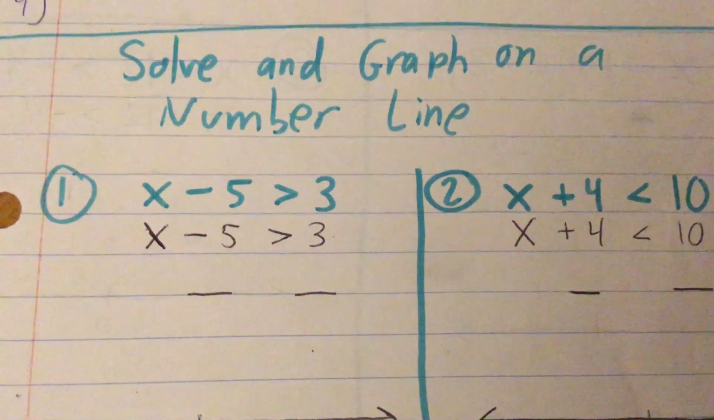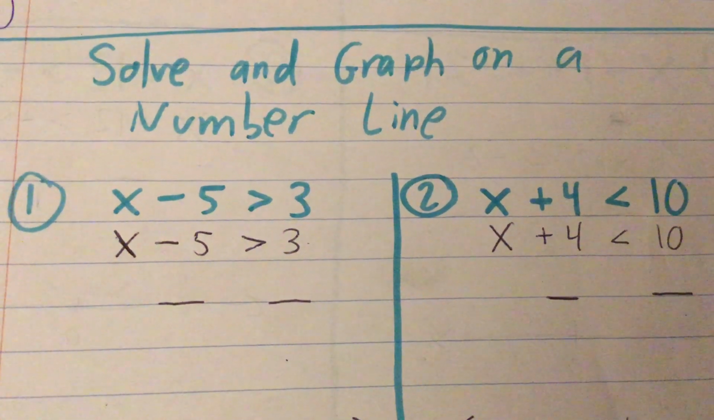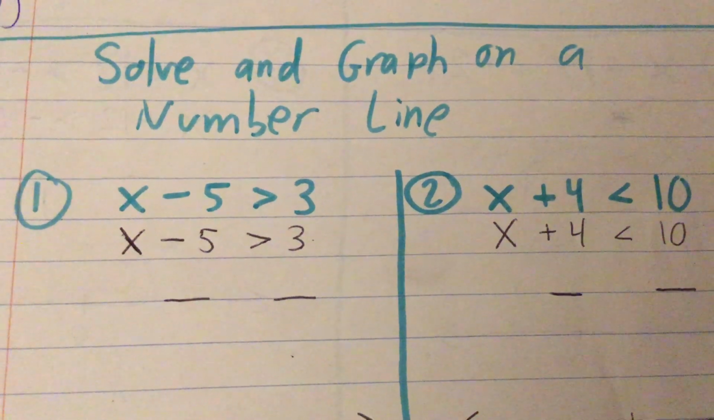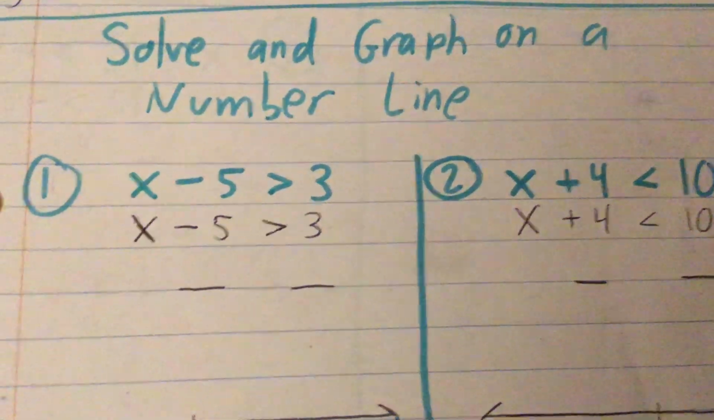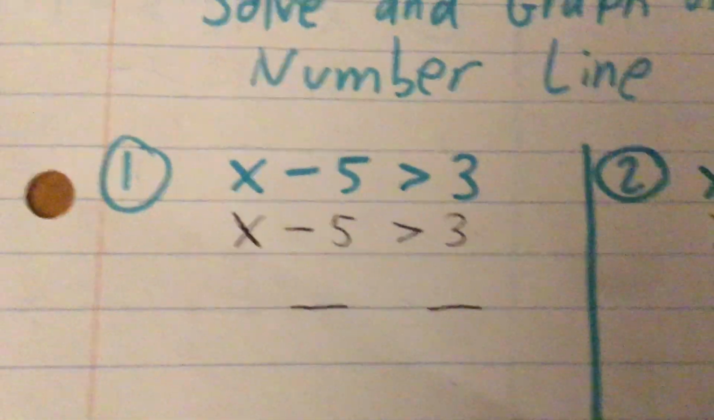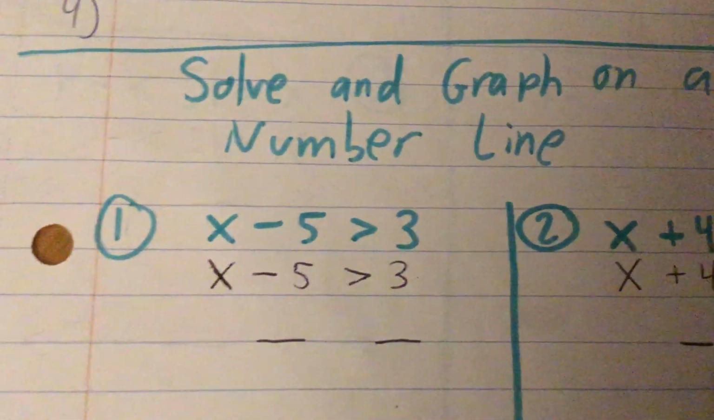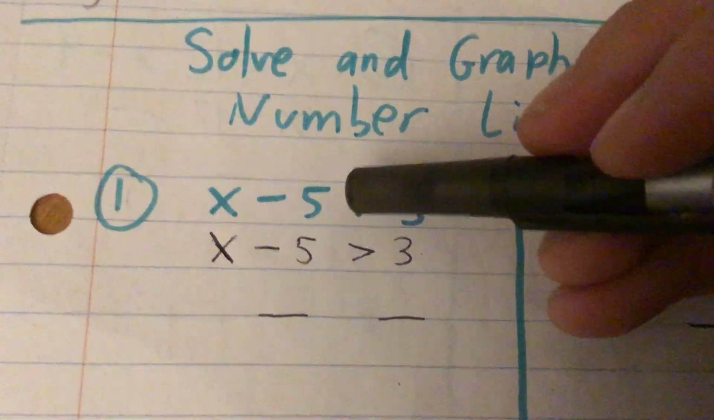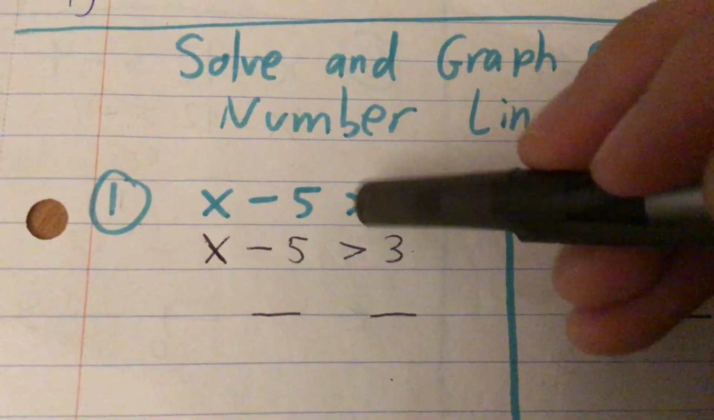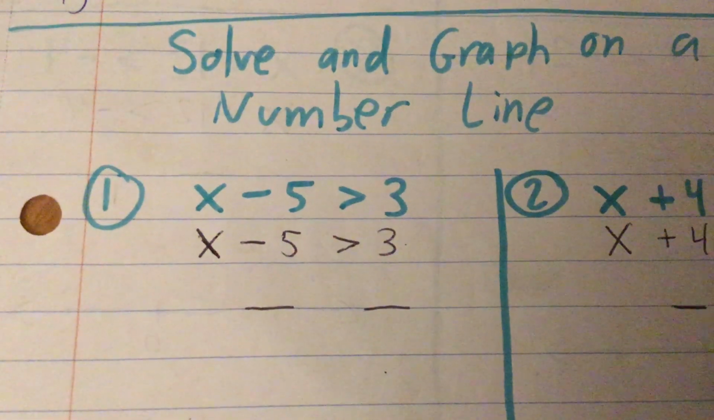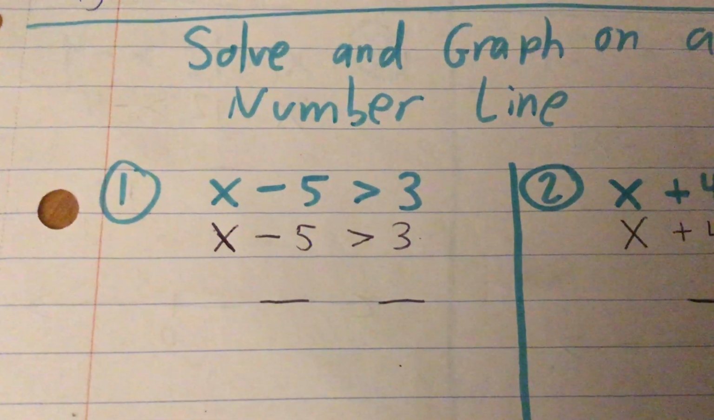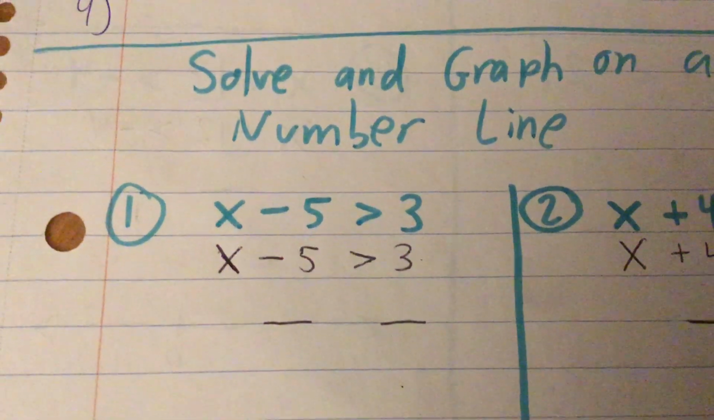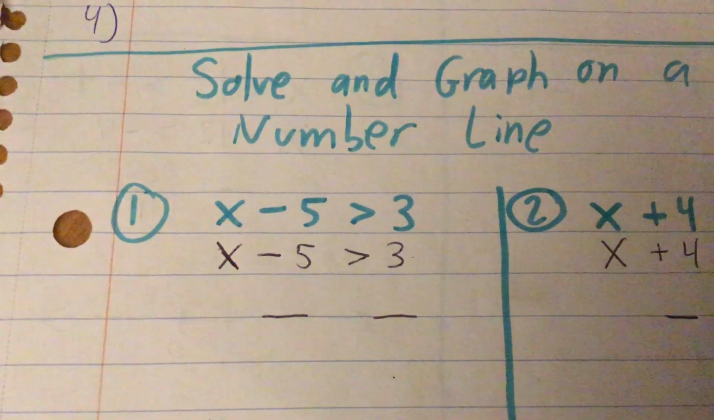So now we're actually at the solve for x kind of problems for solving inequalities. So solve and graph on a number line. Let's take a look at problem number 1. I just want to reassure you guys' anxiety. Let's pretend that this is an equal sign. If this was x minus 5 equals 3, what would I need to do? Yeah, I would add 5 on both sides.